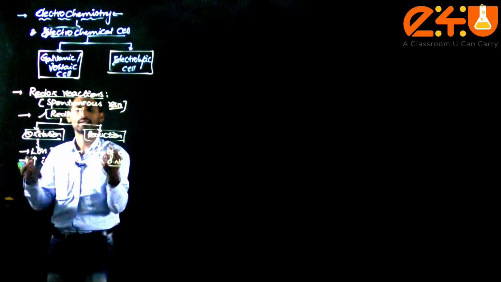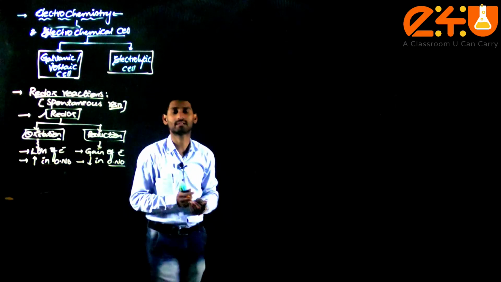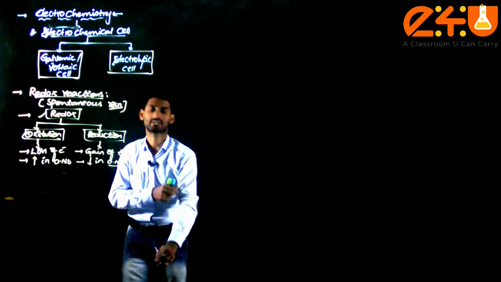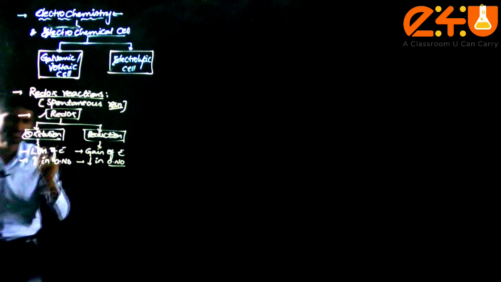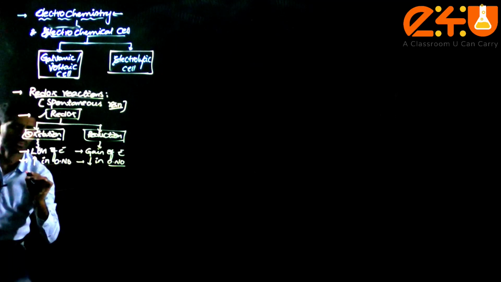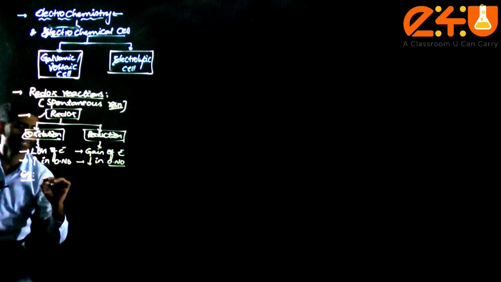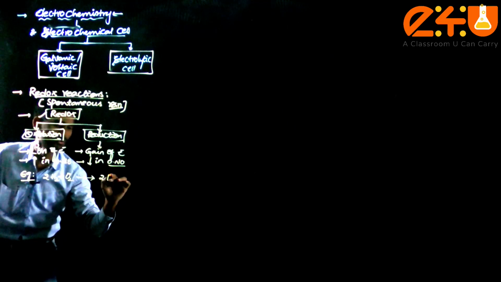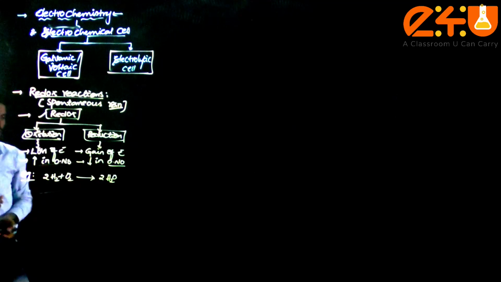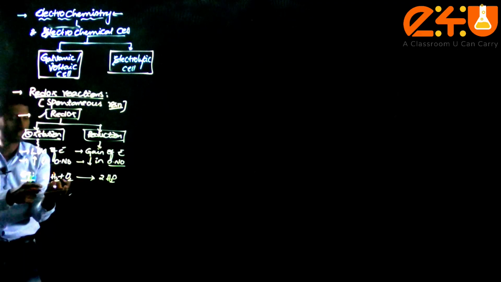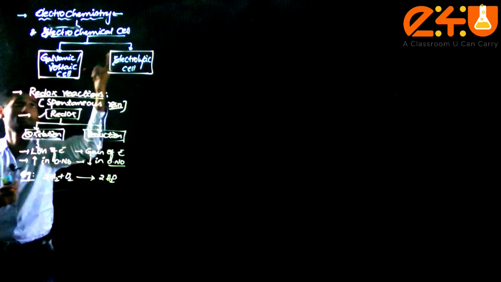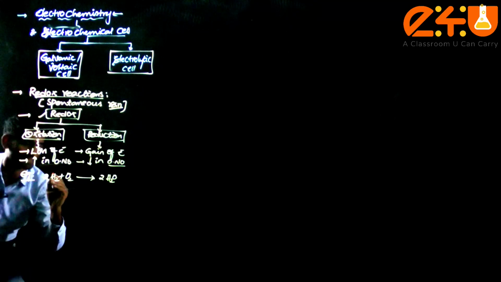For example, for particular reactions which come under redox reactions, take a small reaction: 2H2 plus O2 gives 2H2O. We check whether it comes under redox or not, as we are discussing what is an electrochemical cell and the different types of cells.